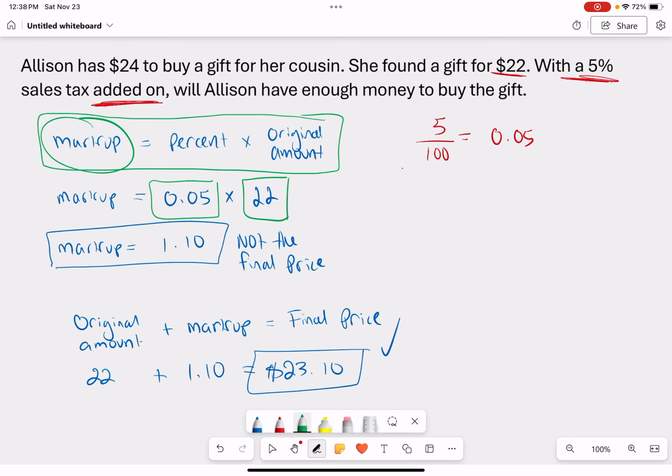We underline it so that the students or whoever's watching this video could just pick out those pieces of information and then plug it into the markup equation. Just easier to see. And then we will just multiply the two, the percent and the original amount, to get the markup. Again, very important that you know that the markup is not the final price. The final price would be the original amount of the gift plus the markup, which was the 5% sales tax that is added on. We add that up and we get $23.10. That is the final price.